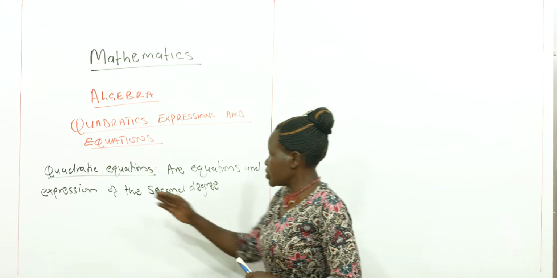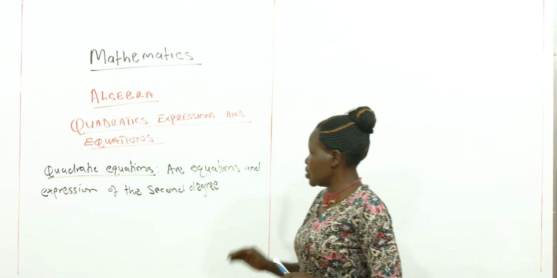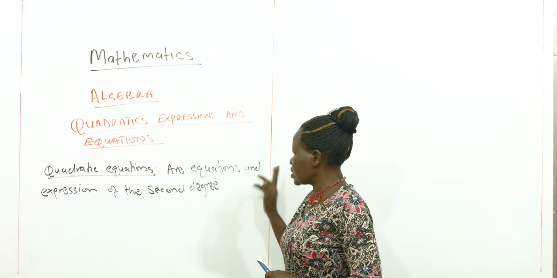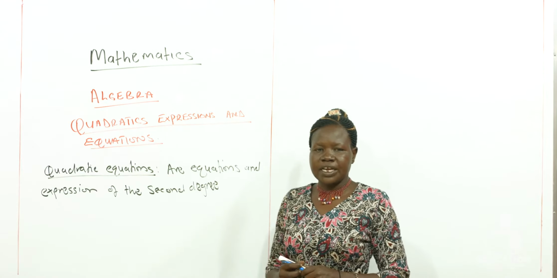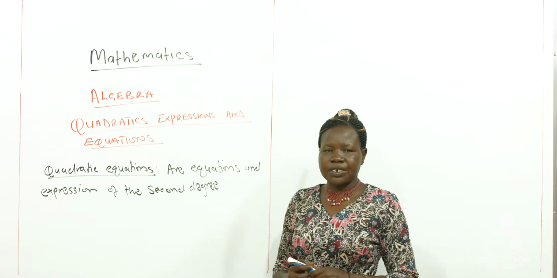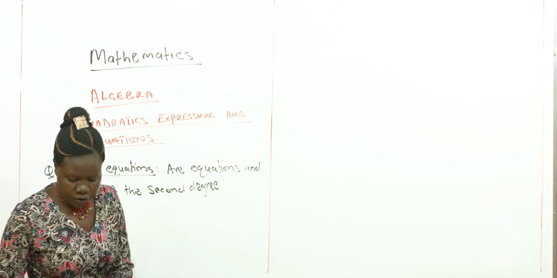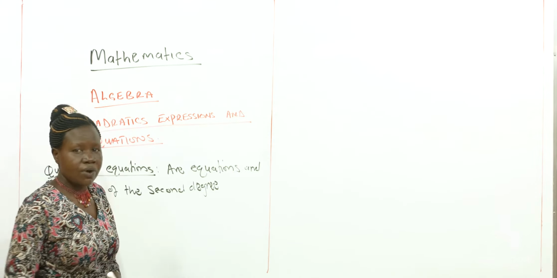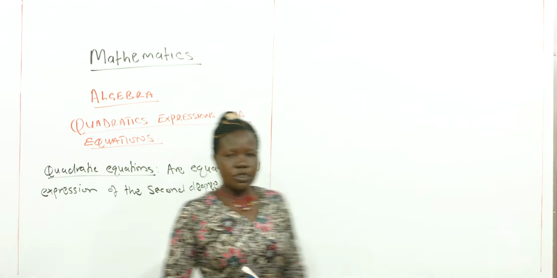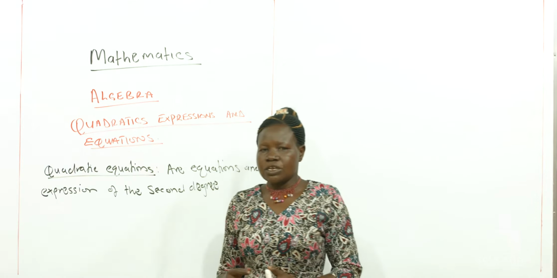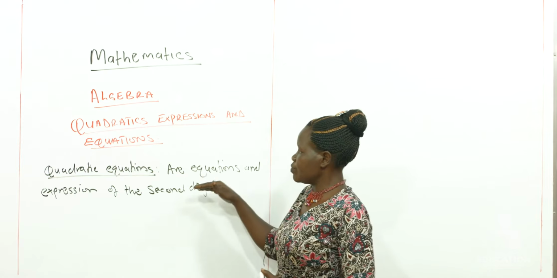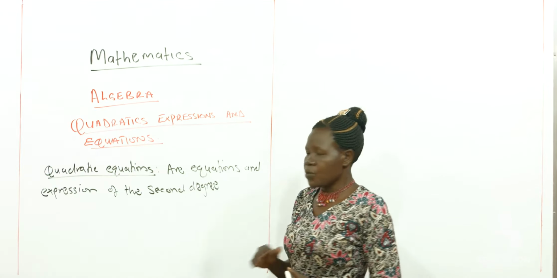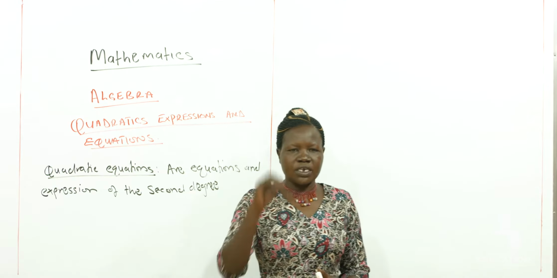So when we put them as quadratic equations, we say they are equations and expressions of the second degree that end with 0, because the word equation comes from the word question, and equation simply means asking. So you ask when you don't know. The same thing under algebra, especially on quadratics, we are going to look at what we don't know.